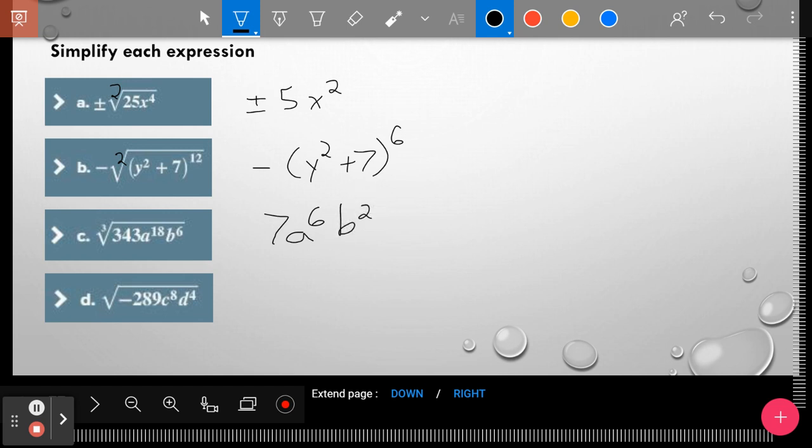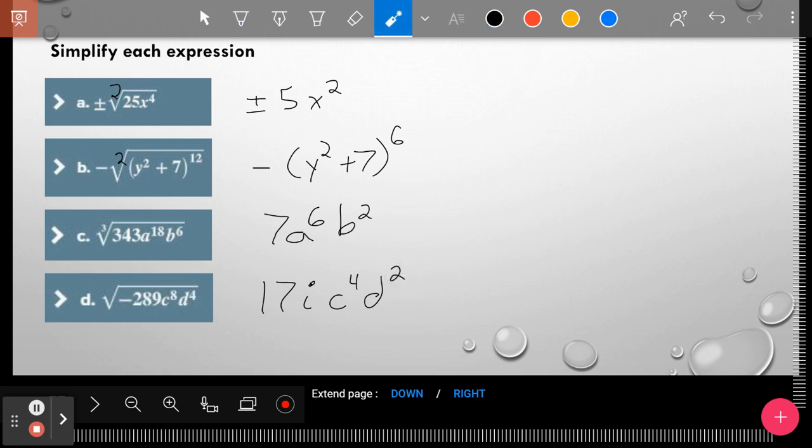Square root of 289. I think it's 17. I type it into my calculator, and it says 17. Now it's negative 289. Square root of a negative is always i. And then it would be c to the fourth, because 8 divided by 2 is 4, d to the second.